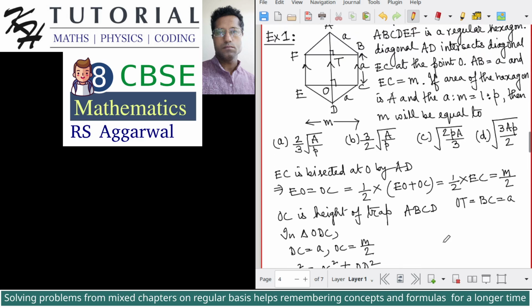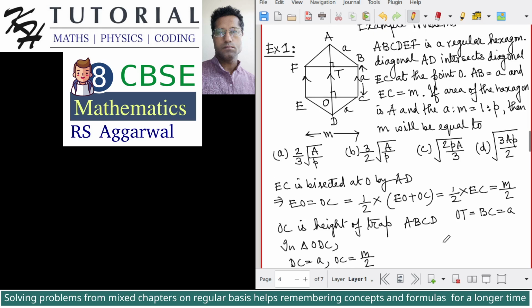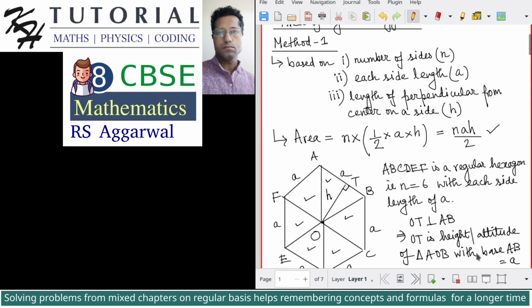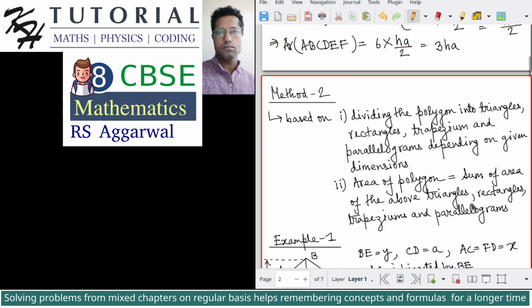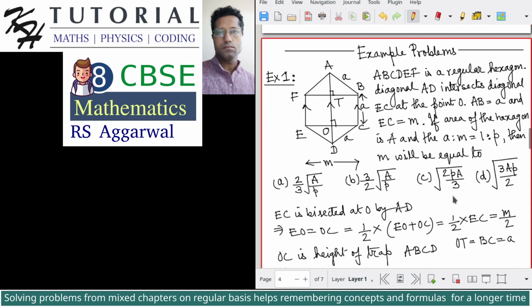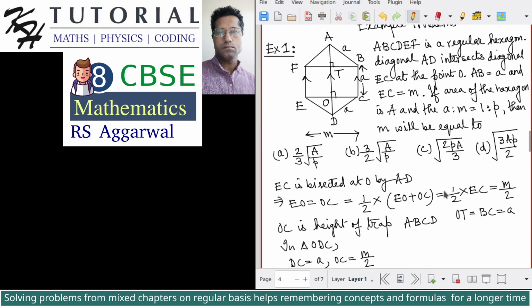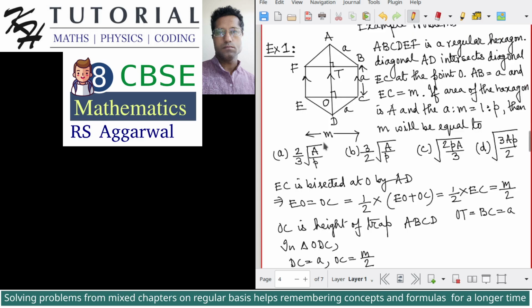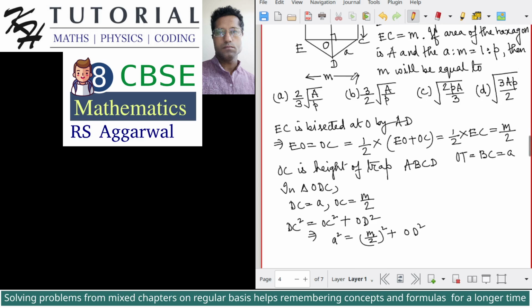I think there is a better way of solving this problem, using the formula from method 1, which is using the side length, the length of the perpendicular from the center of the polygon on a side, and the number of sides. We know this is a regular hexagon, n will be 6, and the side length we know is A, and this M, from M we got... so let's, we don't need this. This is the wrong way.